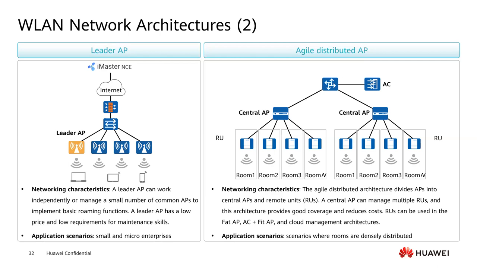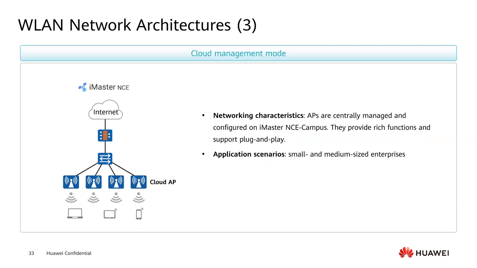And also we have the agile distributed APs. We have a central AP that can control and manage the RUs, and the central AP will be managed by the AC, the access controller. And then we also have the cloud managed mode, the cloud AP, where the AP works in cloud AP mode.